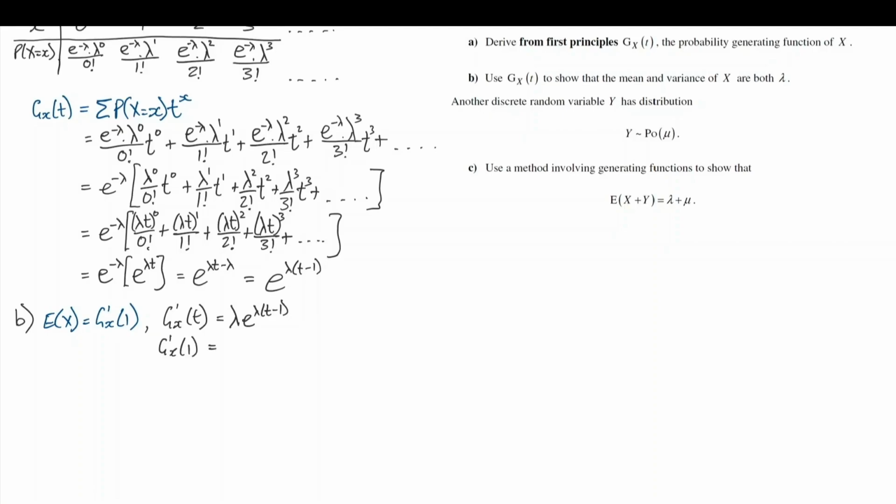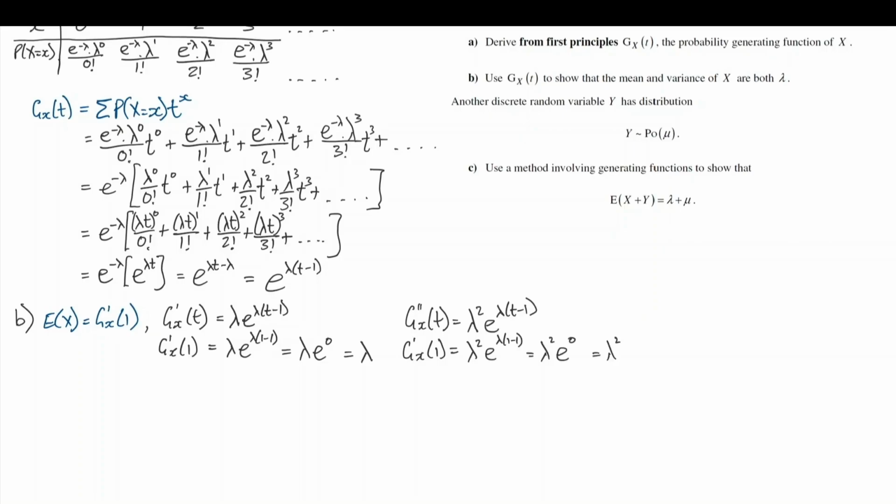Now, I'm going to substitute t equals 1, and we get a power of 0 over here, meaning e to the 0, which is 1, which leaves us with just our lambda. The expectation of x is lambda. The mean of x is lambda. Let's see if we can do a similar thing for the variance. To find the variance, we're going to need to find G double dash of t. So, differentiating one more time, we're going to get lambda squared e to the lambda t minus 1. And if we substitute in a 1, we once again get a 0 power on the exponential, leaving us with lambda squared.